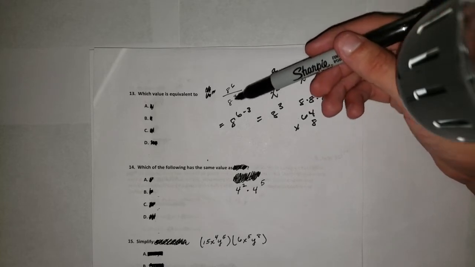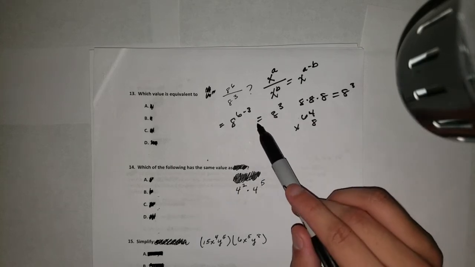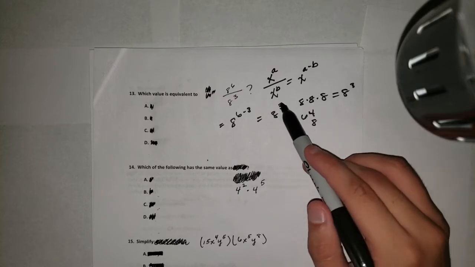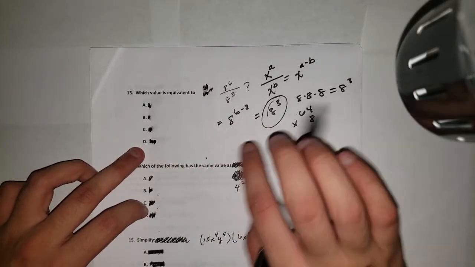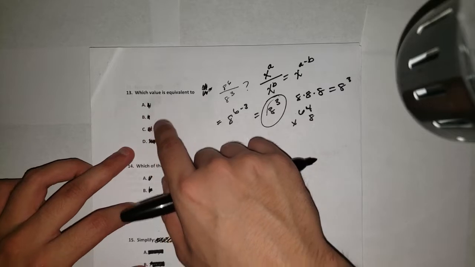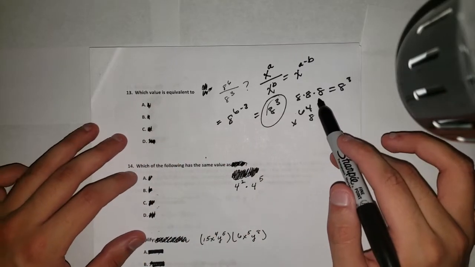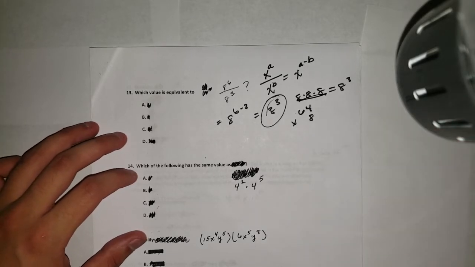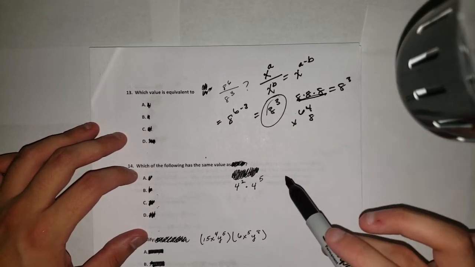So 8 to the 6 divided by 8 cubed is just 8 to the 6 minus 3, which is equal to 8 to the 3, because 6 minus 3 is 3. Now, maybe we don't see 8 cubed on our option choices. Maybe what we see is actual numbers, like 64 or 42 and stuff like that. So if that's the case, you want to go out to the side and find out what 8 times 8 times 8, which is 8 cubed, actually is.